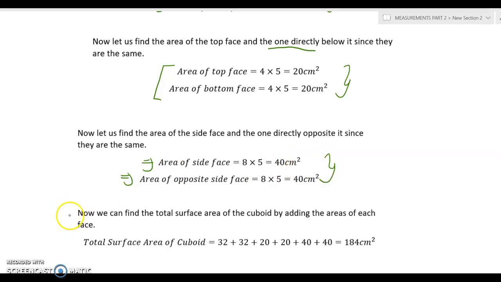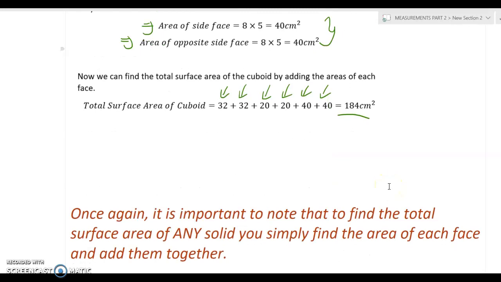We're going to add everything together, the areas of all the faces. So the first that we got was 32 plus 32 plus 20 plus 20 plus 40 plus 40, and we get 184 cm squared. So this wasn't actually too bad, right? Now, to find the total surface area of any solid, just simply find the area of each face and add them together. That's the simplest for these basic solids, right?